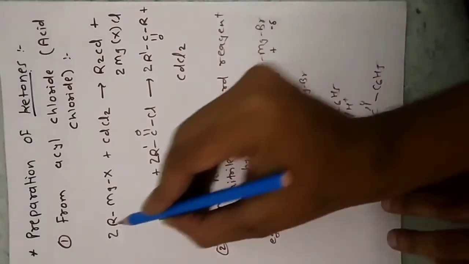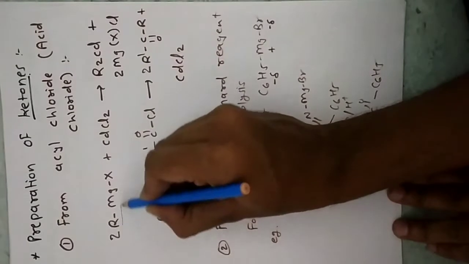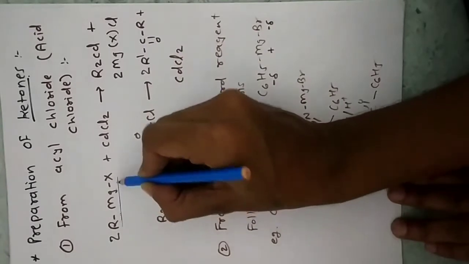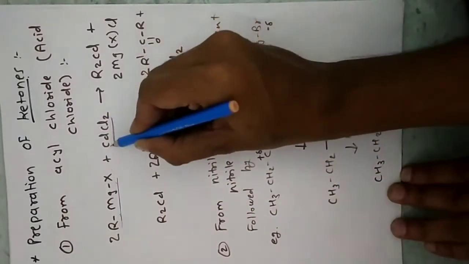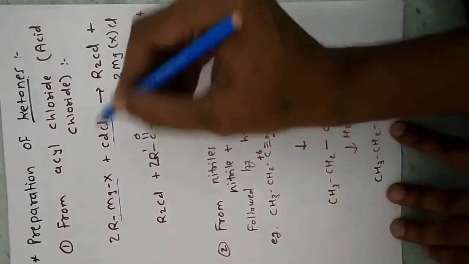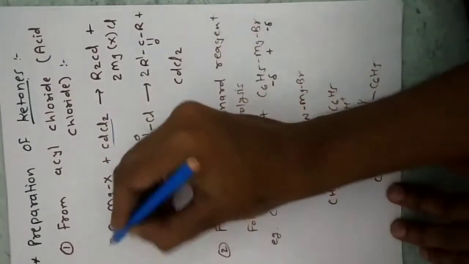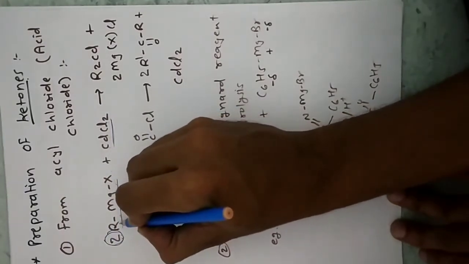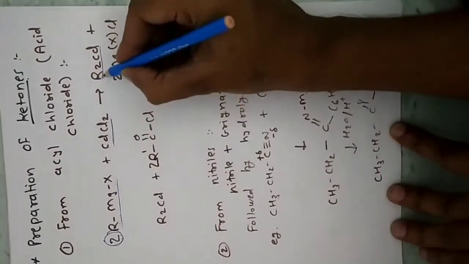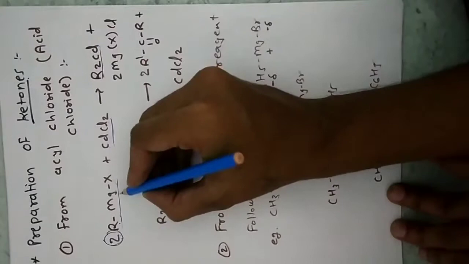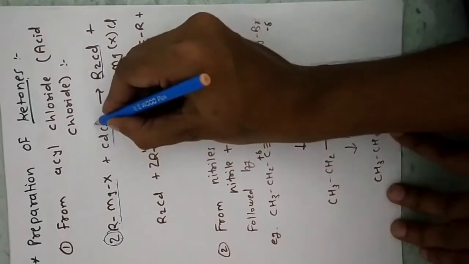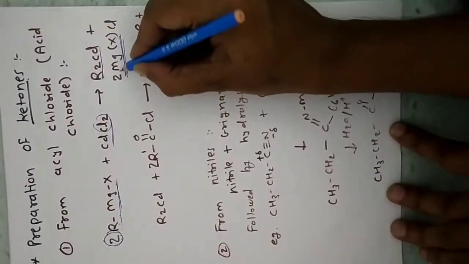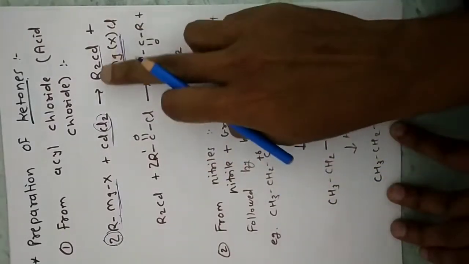So you can see, in the first step this one is our Grignard reagent, RMgX. When it reacts with cadmium dichloride, CdCl2, both the alkyl groups, since we have two Grignard reagents, will attach to Cd, forming R2Cd, and the remaining part, Cl2 and MgX, will combine to form MgXCl. Okay, this is the first step.